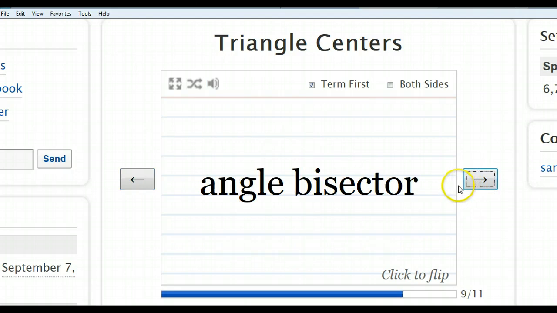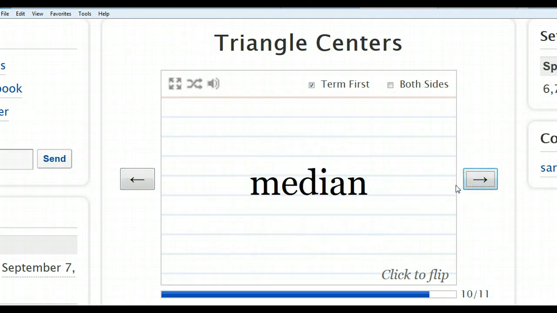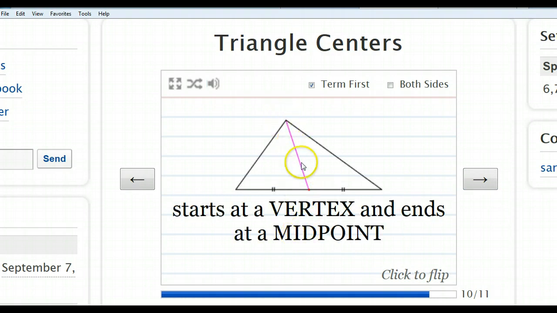Okay, what is an angle bisector? Well, if you know that bisect means to cut something in half, an angle bisector is a segment that just splits an angle in half, like this. It divides an angle into two congruent angles. That's an angle bisector. What is a median? A median is a segment that goes from the vertex and then ends at a midpoint of the opposite side. So vertex to a midpoint, that's a median.